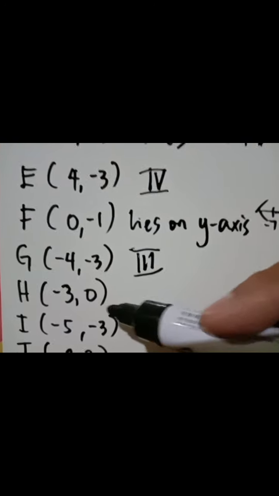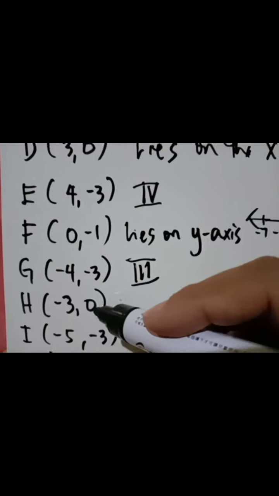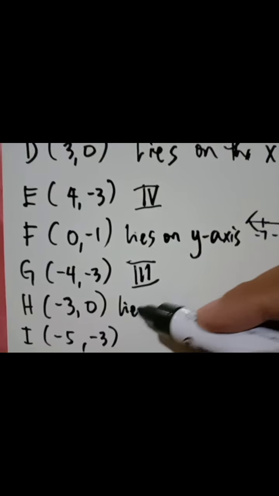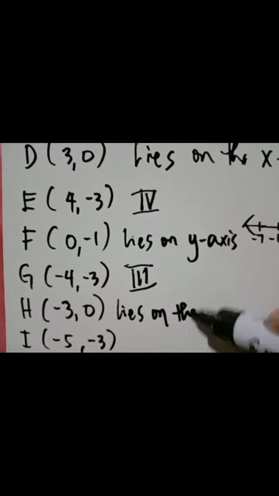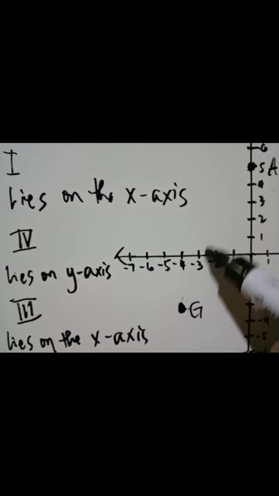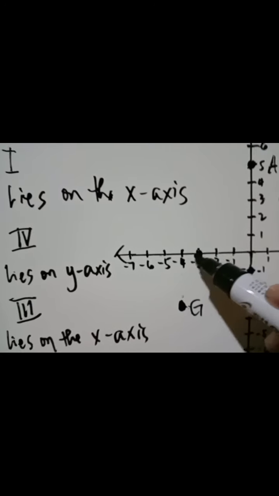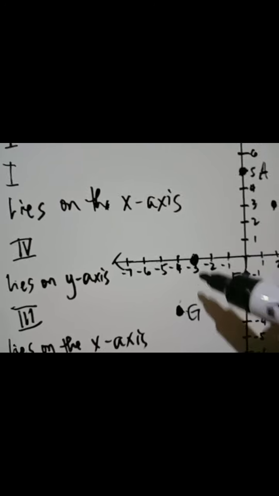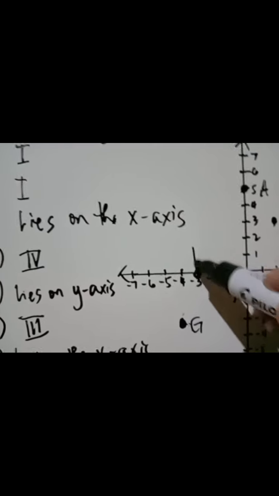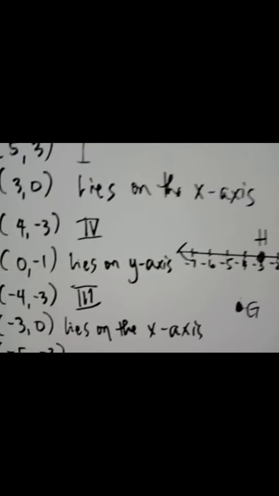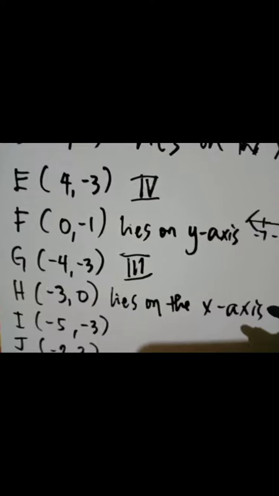Okay. Then H is negative 3 and 0. Okay, you have 0, so it lies on the x-axis. Okay, negative 3 of the x-axis. So this one, the y is 0, so it's here. This is point H. Okay. Next is I.